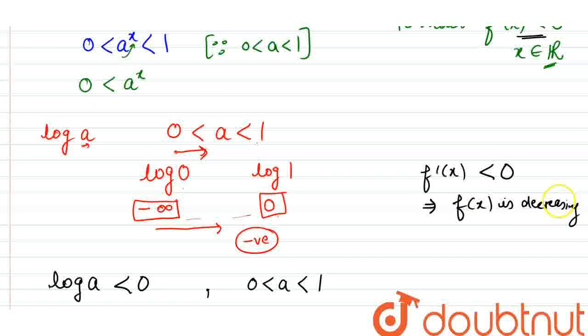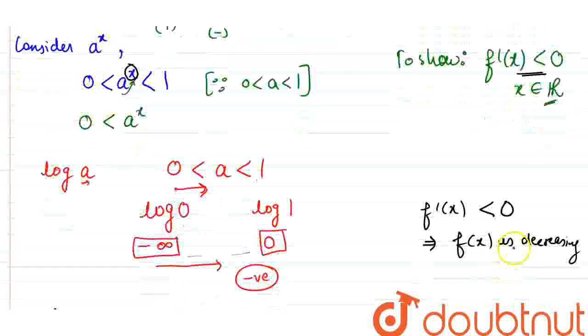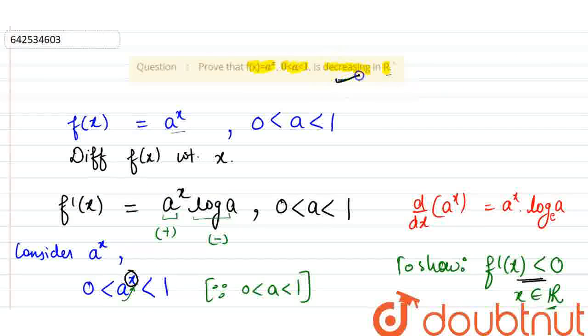And this f dash x is less than 0 we have proved for any value x in the real number. So for all x in the real number line, function is decreasing. So this is what we need to prove.